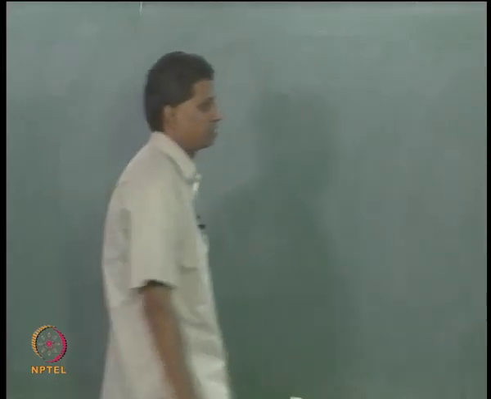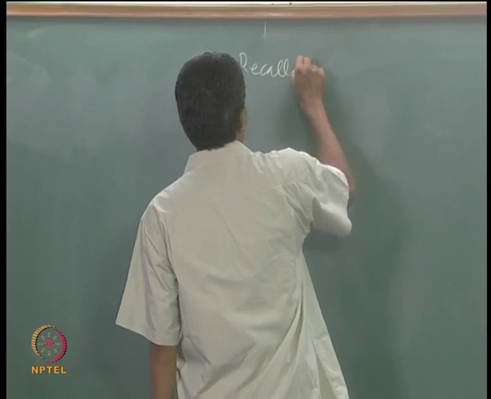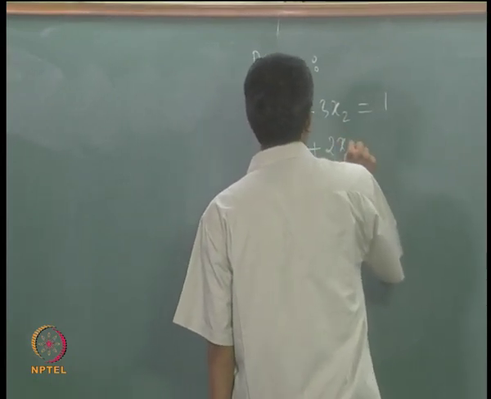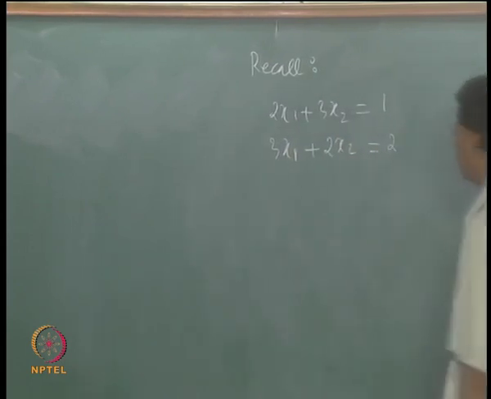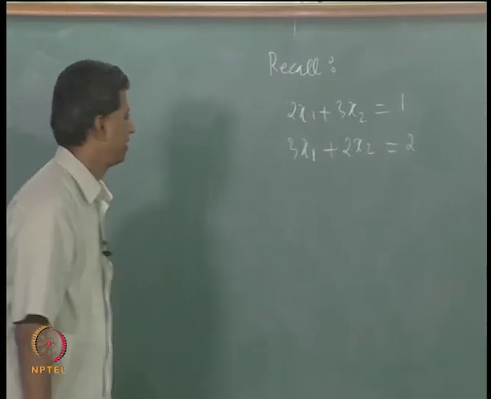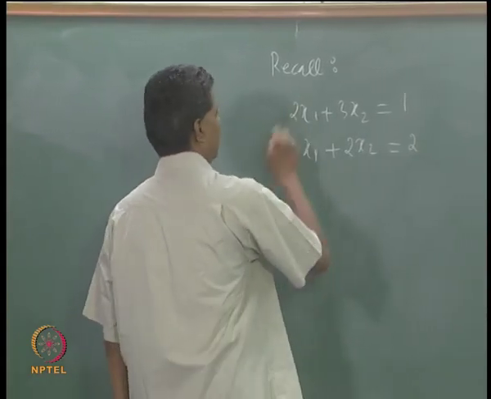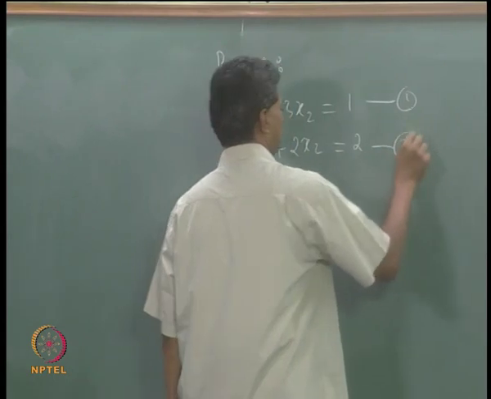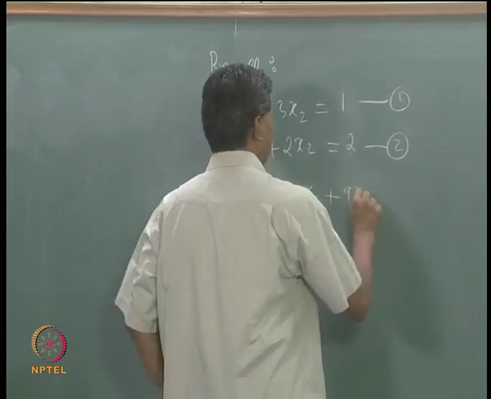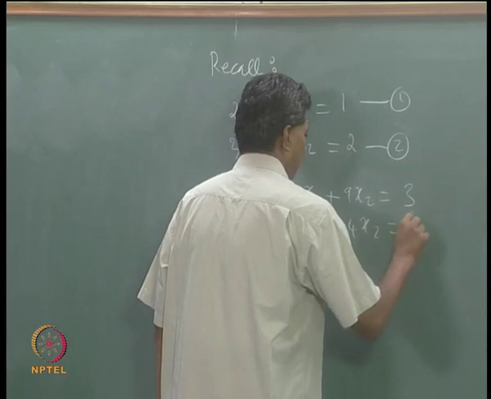Let us go back to the system that I had written down earlier, the first example: 2x1 plus 3x2 equals 1, 3x1 plus 2x2 equals 2. How do we solve this in high school? Multiply the first equation by 3, multiply the second equation by 2, and then subtract one from the other. Let us call these equation 1 and equation 2. Then 3 times equation 1 gives me 6x1 plus 9x2 equals 3. 2 times equation 2 gives me 6x1 plus 4x2 equals 4.